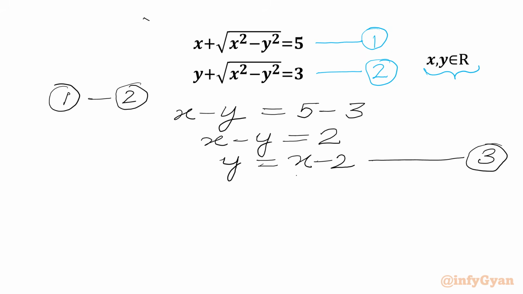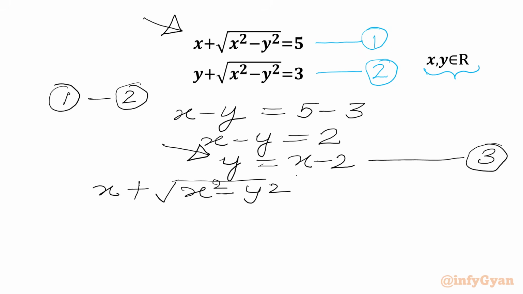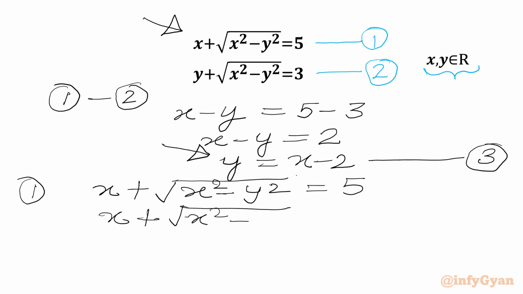Now we are going to use equation 1 and equation 3. We will write x plus square root of x square minus y square equal to 5. This is our equation 1. Now we'll use equation 3 and write x plus square root of x square minus (x minus 2) whole square will be equal to 5.